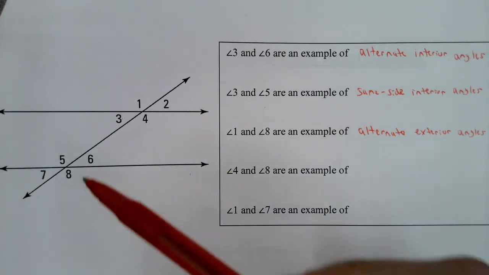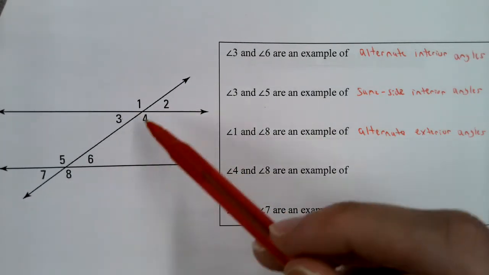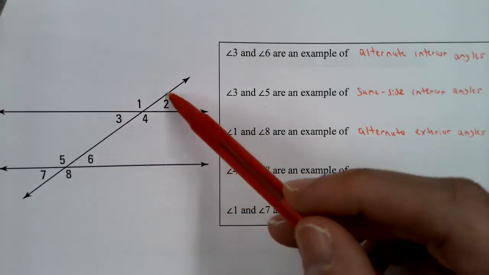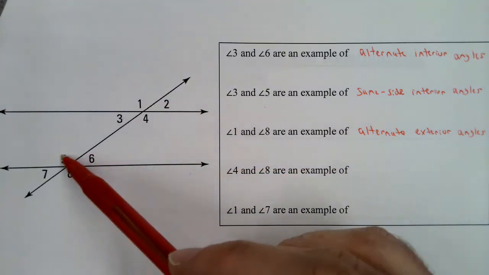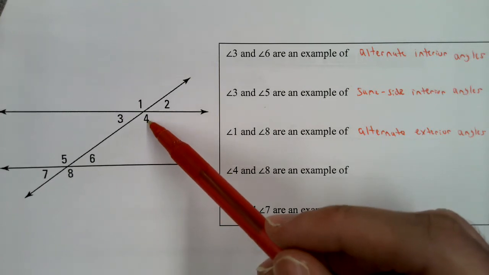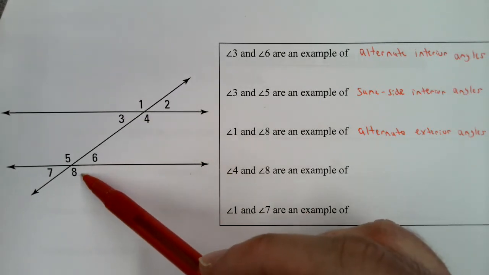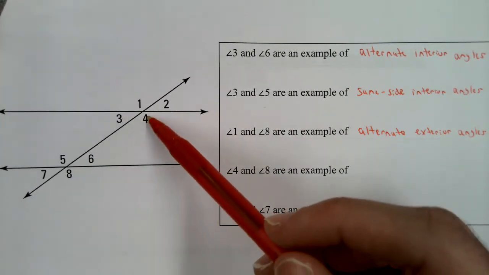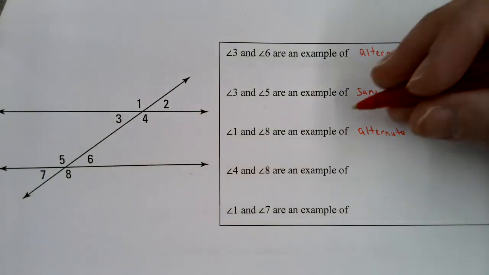Angle 4 and angle 8. If you think about these 4 angles as being one section, and these 4 angles as being another section, angle 4 is in the bottom right of that section. Angle 8 is in the bottom right of that section. So those are called corresponding angles.